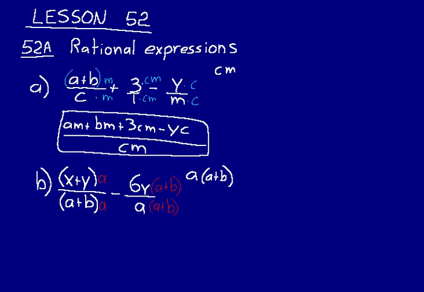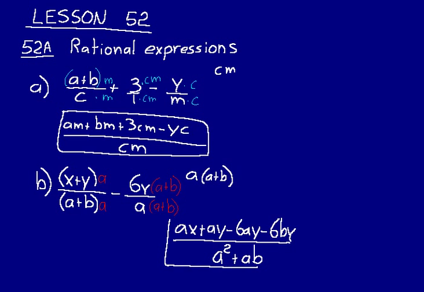And so now we have a times a plus b as a denominator. We can expand that denominator out, or we can just leave it like it is. I'll go ahead and expand it, and so it would be a times a is a squared plus ab. And then in the numerator, on the left, we'll need to expand that, a times x plus a times y. And then on the right, we'll have minus 6y times a, so that'll be minus 6ay. And then we'll also have minus 6y times b, so that'll be minus 6by.